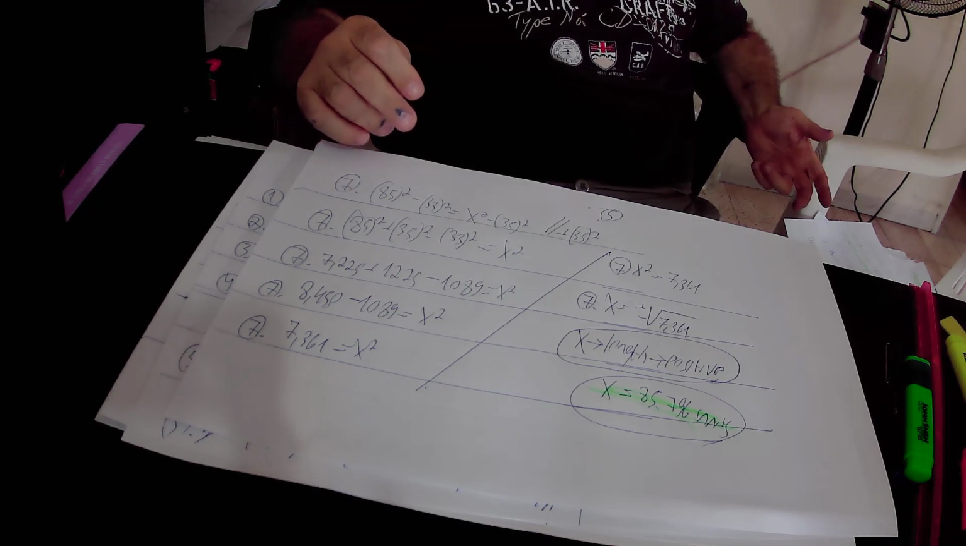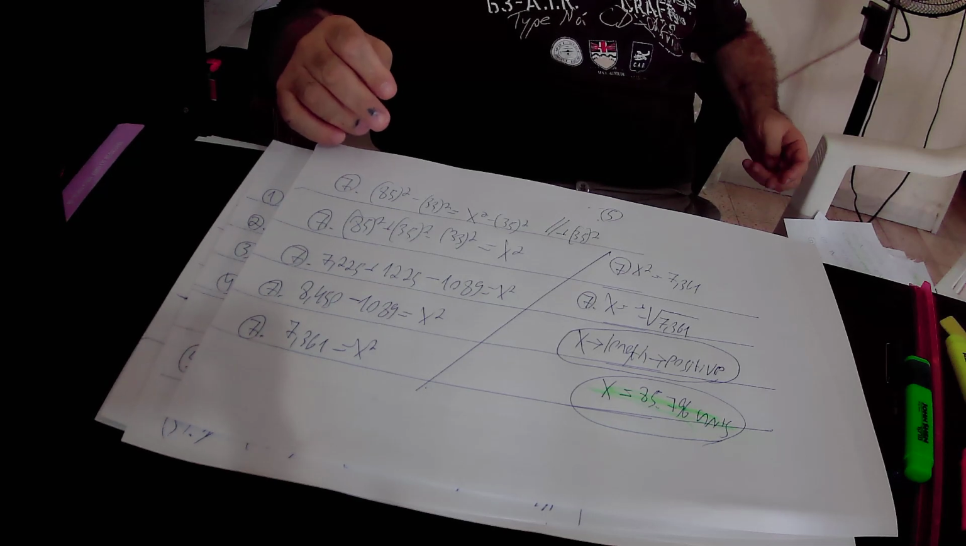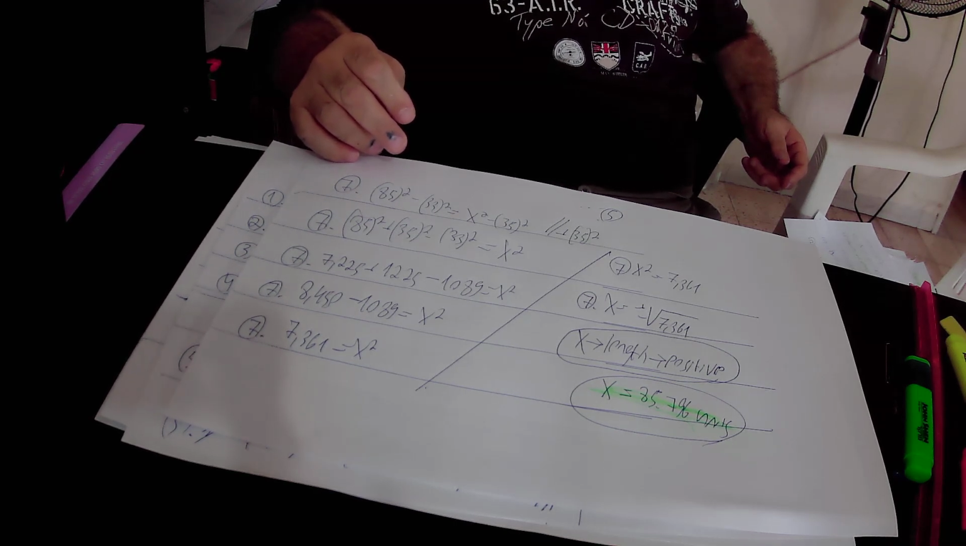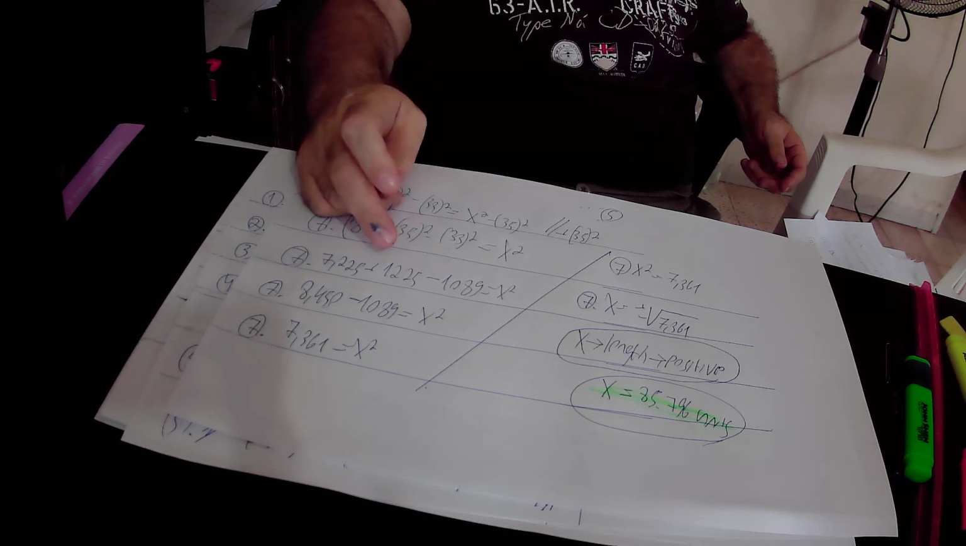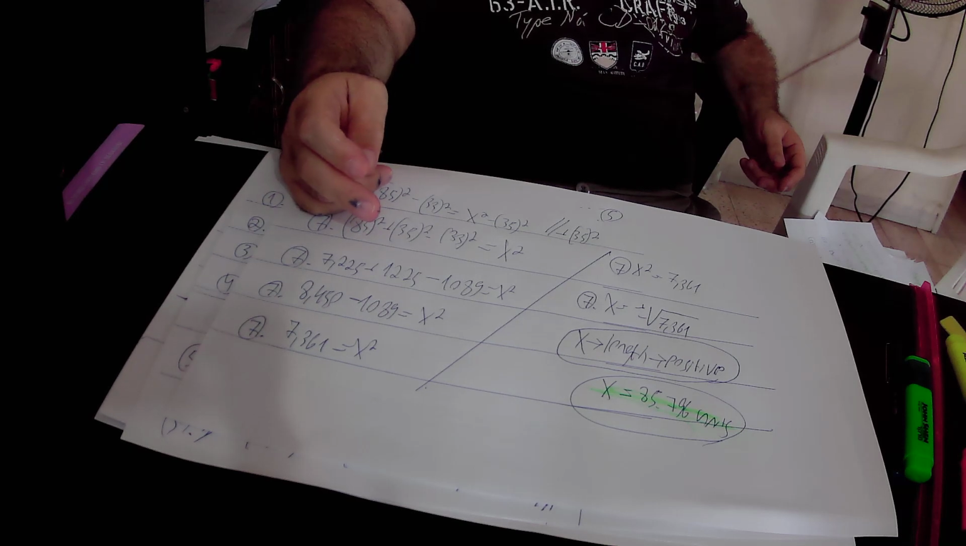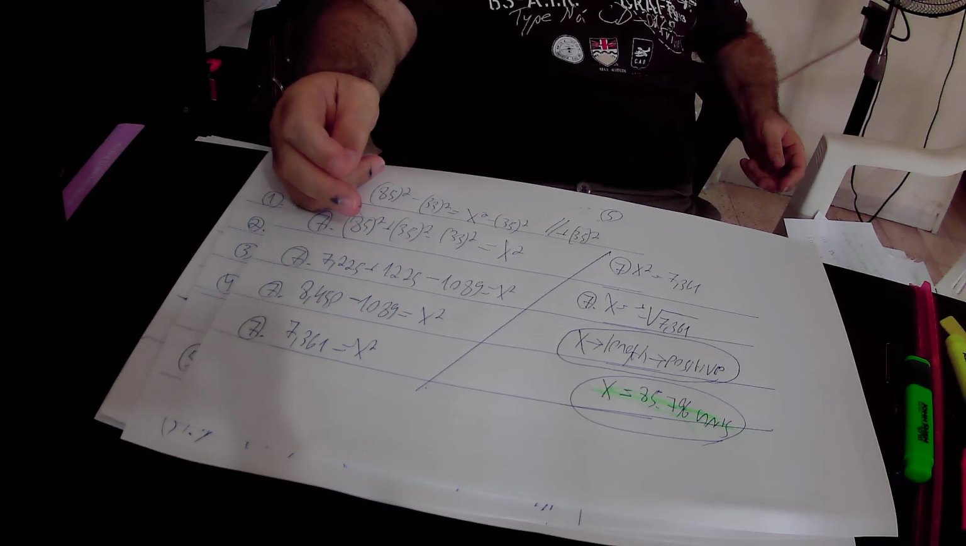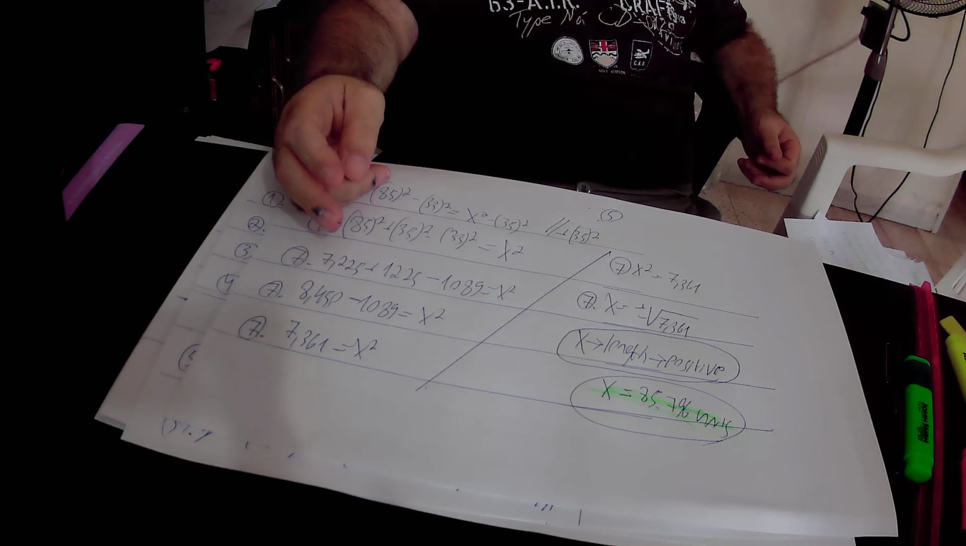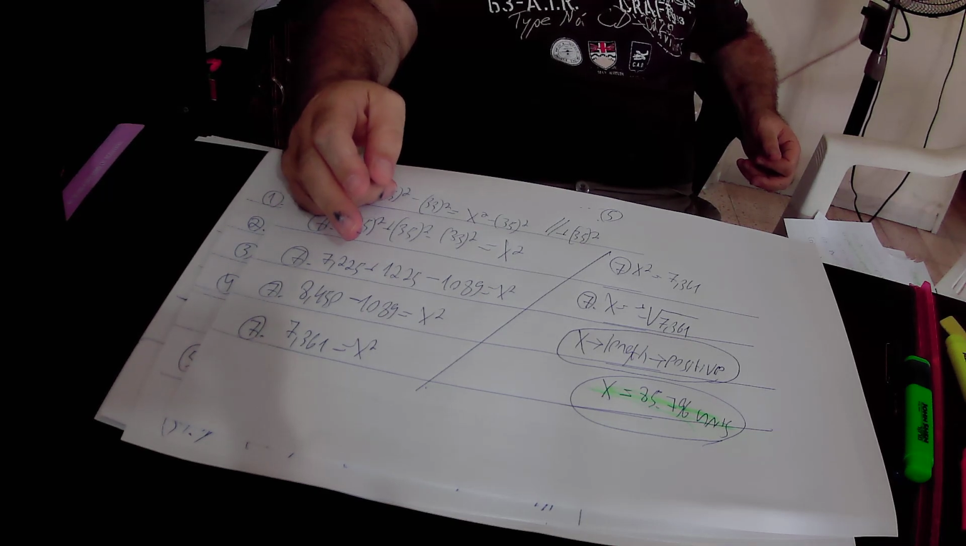7,425 plus 1,225 equals 8,450 minus 1,089, that is equal to x square. 8,450 minus 1,089 equals x square. 8,450 minus 1,089 is equal to 7,361, which is equal to x square.